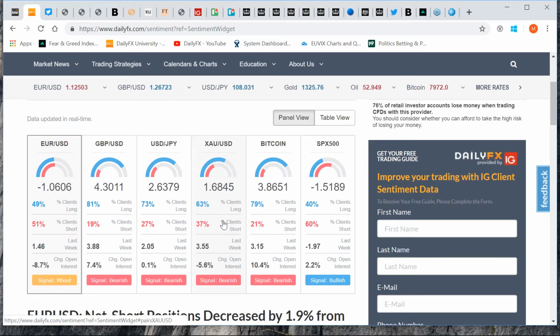It does seem as though the risk off move could continue, but it could also be running out of steam. And there's a bullish signal there on Wall Street as well.